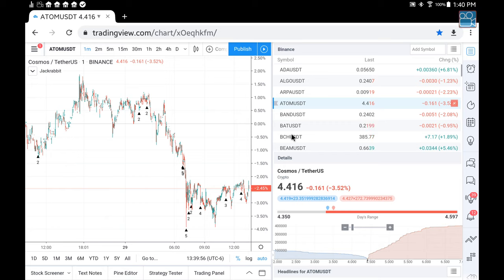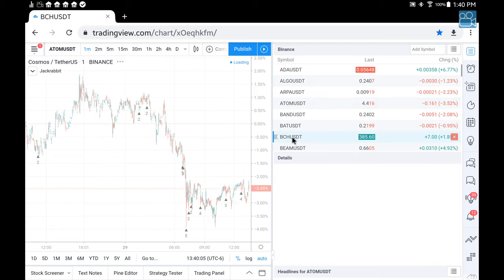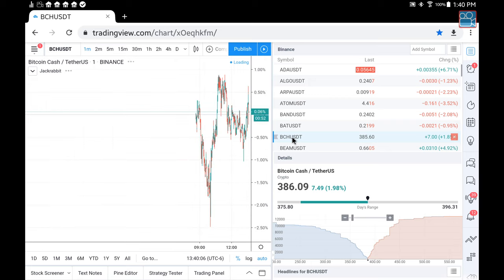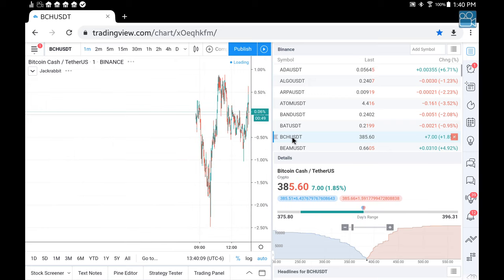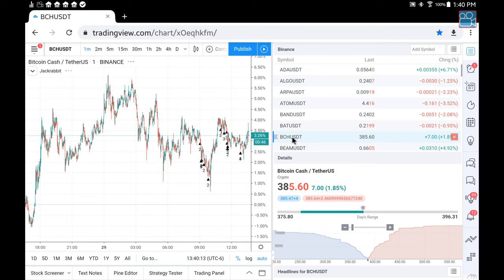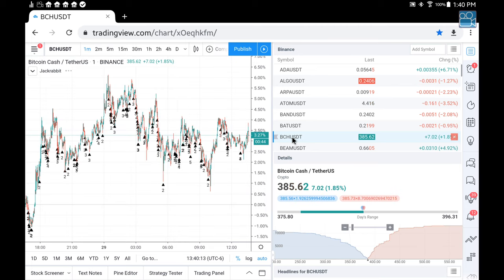But let's go to Bitcoin Cash. As it finishes loading, yes, this is what we want to see. We want to see those signals. This is what kind of stuff you want to drive this type of strategy. So when you see your coins, look for this if you use this kind of a strategy.